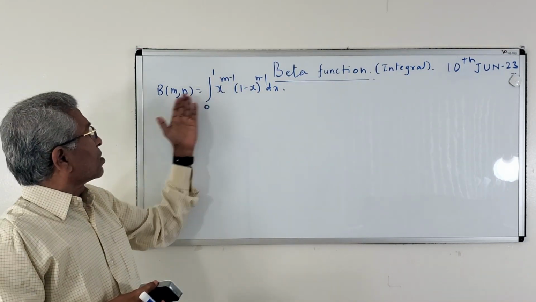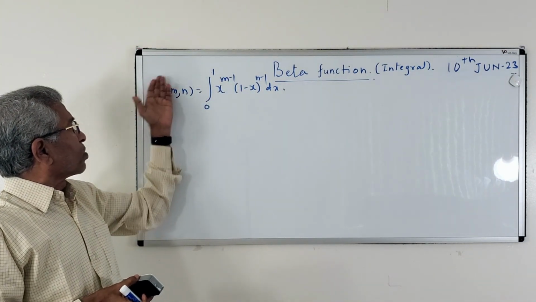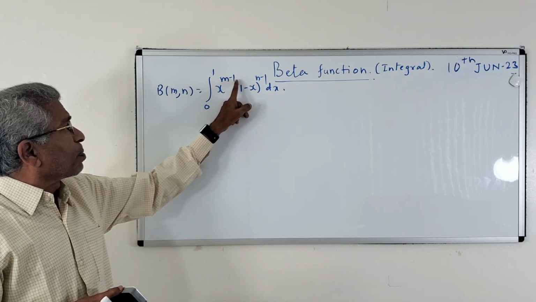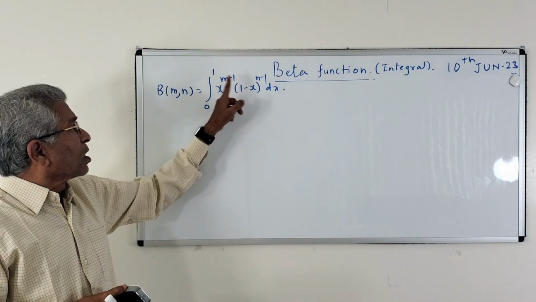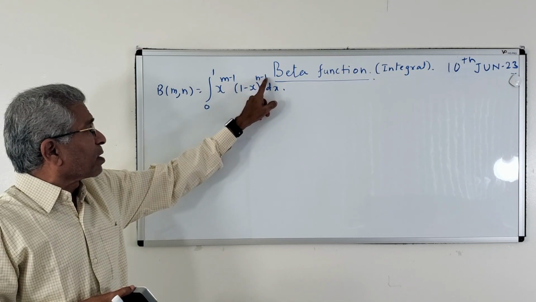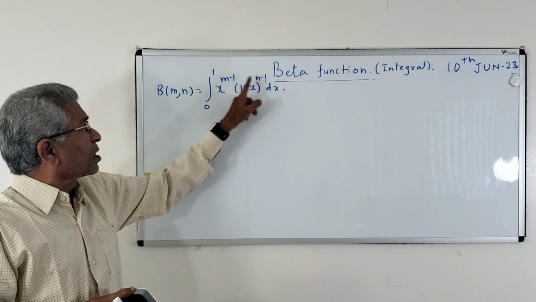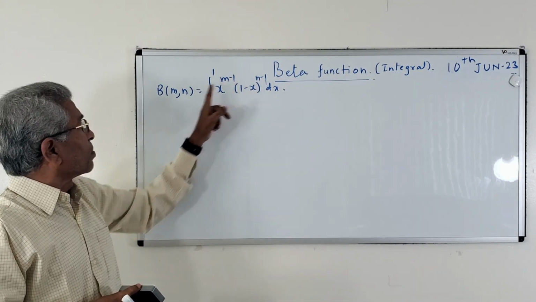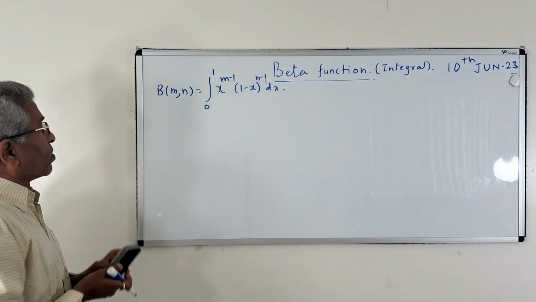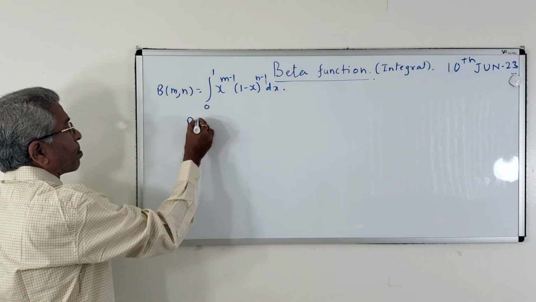Now, to write the numbers of this notation, add 1 to the power m minus 1 and add 1 to the other power n minus 1. Adding 1 to each power, you will get some numbers, and write those numbers in this symbol. Now let us see the properties.